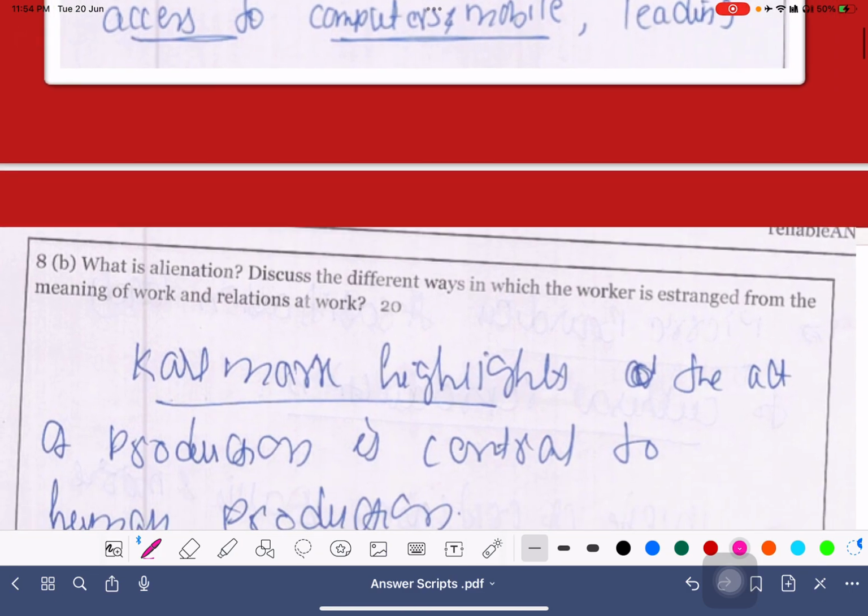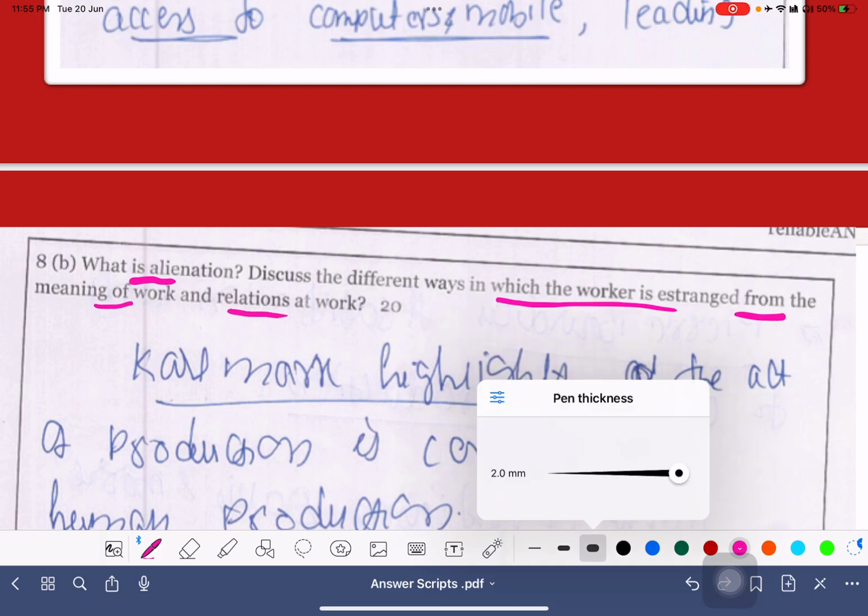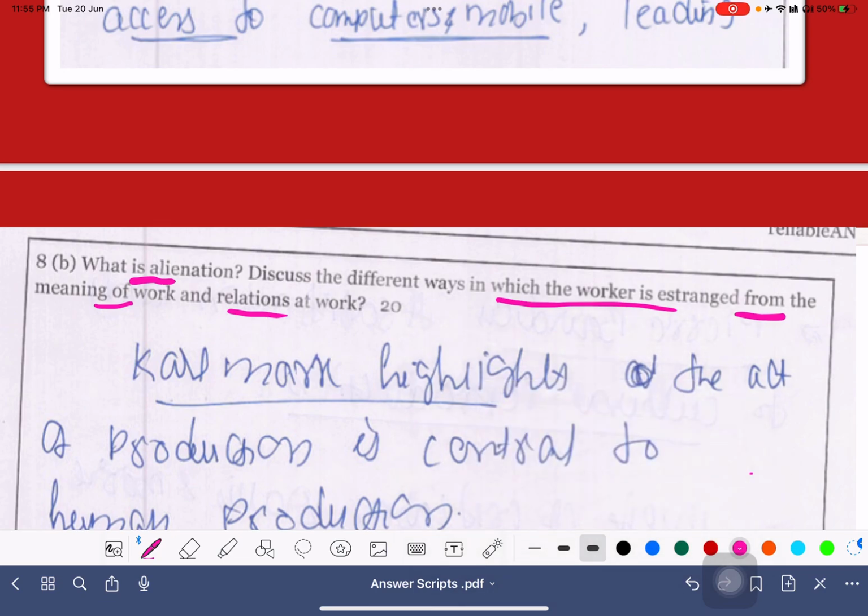What is alienation, and discuss the different ways in which the worker is estranged from the meaning of work and relations of work. Please focus on the question. Once again: what is alienation? Discuss the different ways in which the worker is estranged from the meaning of work and relations of work.